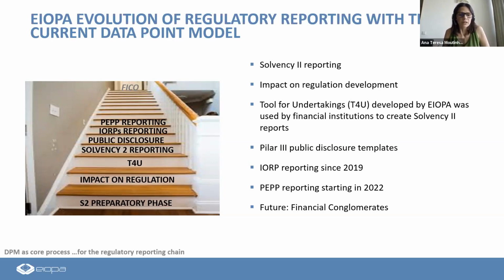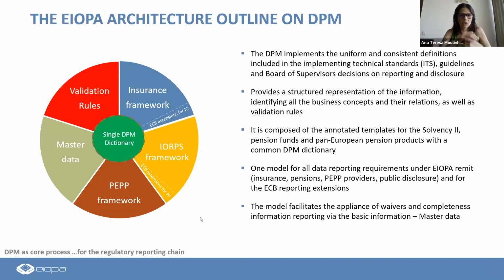So in the future, we hope as well to be able to do that for financial conglomerates, to support the insurance companies which are heads of financial conglomerates to also use the same methodology and report using similar taxonomy. So in the next slide, I would like to present to you in concrete what is then our EIOPA architecture outline on data point modeling. And again, we implemented these uniform and consistent definitions across reporting frameworks. But what does this mean?